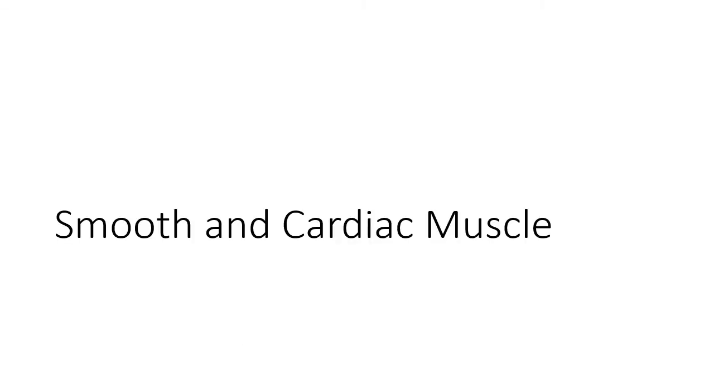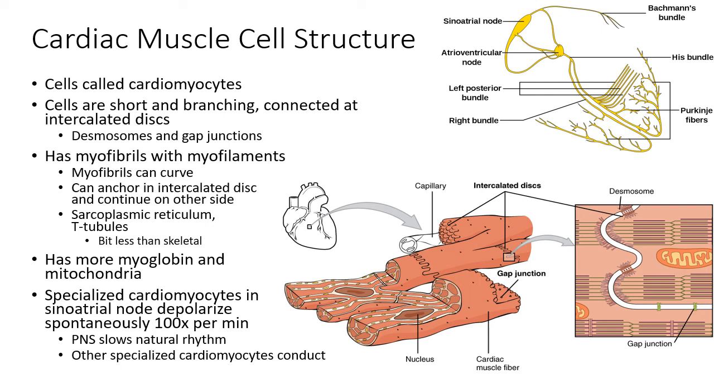Okay, so that concludes everything we're going to say about the skeletal muscles. Now we're going to talk about smooth muscle and cardiac muscle. First, cardiac muscle. So cardiac muscle cells have a special name. They're cardiomyocytes.